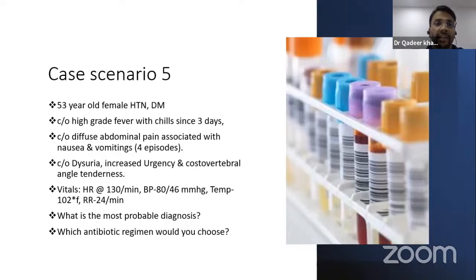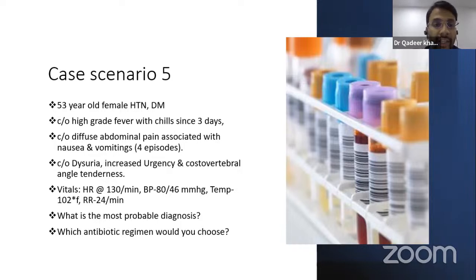Next case, a 53-year-old female, hypertensive, diabetic, with high-grade fever and chills since 3 days, abdominal pain with nausea and vomiting, complaining of dysuria, increased urgency, and costovertebral angle, like renal angle, tenderness. So we can have a clue from this one. It is looking more like an infection of the urinary tract or kidney, can be pyelonephritis with cystitis. Her heart rate is 130 per minute, blood pressure 80 by 46 millimeters of mercury, temperature of 102 Fahrenheit, and breathing at a rate of 24 per minute. What is the most probable diagnosis?